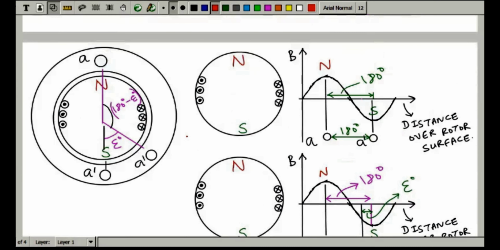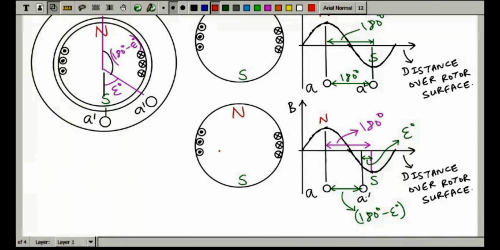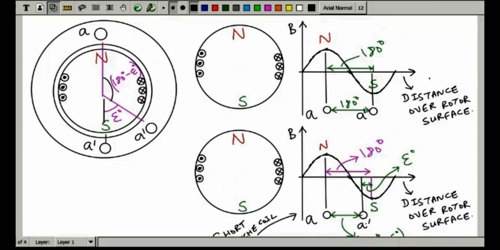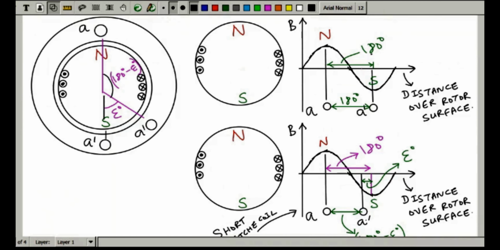Now we need to derive some mathematical expression. We have tried to understand it from a qualitative point of view. So this thing is your short pitch coil. If I write like that, this thing is your short pitched coil. The upper portion is a full pitch coil.